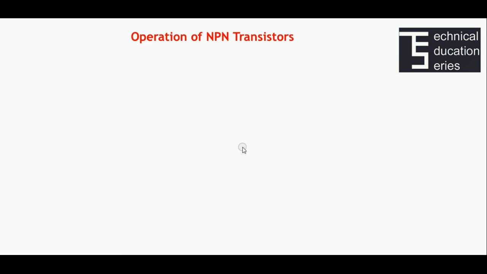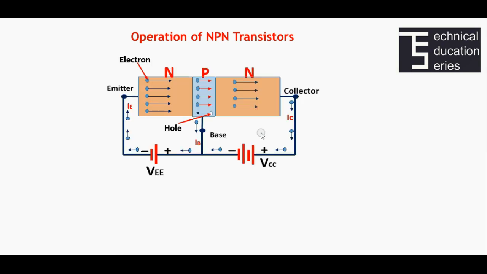Operation of NPN transistor. This is the setup for the operation of NPN transistor. In the case of NPN transistor, the emitter region is made of N-type semiconductor, so that it is having electrons as the current carriers. The base region is made of P-type semiconductor and the size of the base region is very small, so that it is having only a few holes as the current carriers. The collector is again N-type semiconductor and it is having electrons as the current carriers.